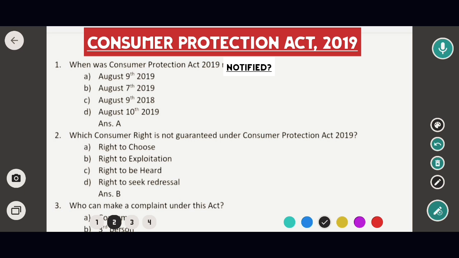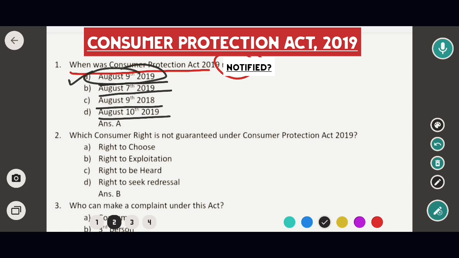So the first question is, when the Consumer Protection Act 2019 was notified. Options are 9th August 2019, 7th August 2019, 9th August 2018 and 10th August 2019. So in this case the correct option would be option A, that means 9th August 2019. That means the Consumer Protection Act 2019 was notified on 9th August.